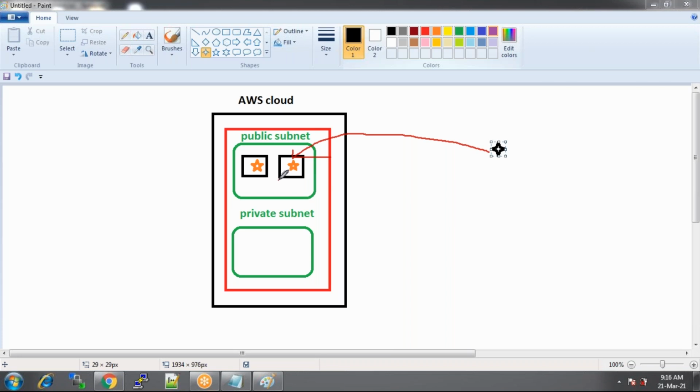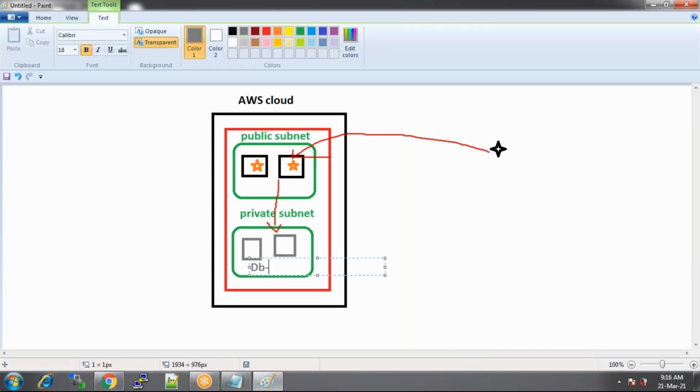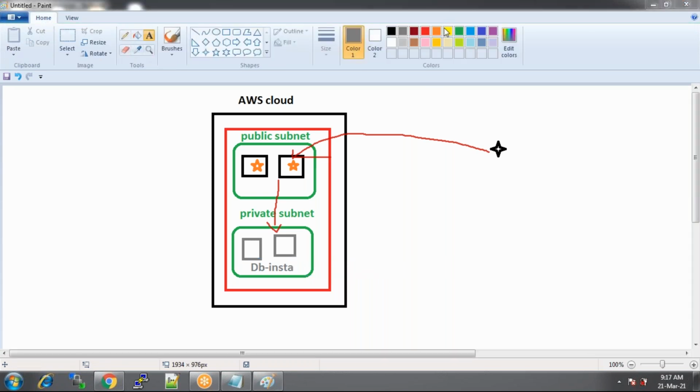Then I would send a request to the private subnet. Within the private subnet, you have instances, and in the instances, your applications. But what kind of instances are they? These instances are database instances. Database instances will be running in the private subnet. Why are database instances running in a private subnet?